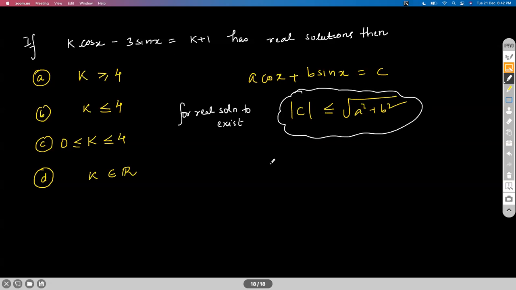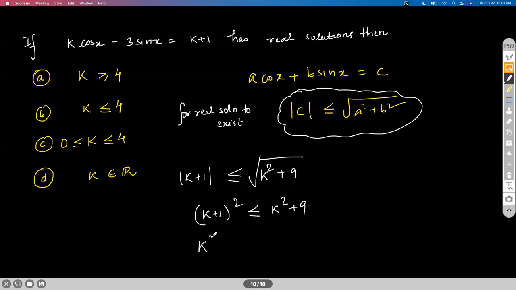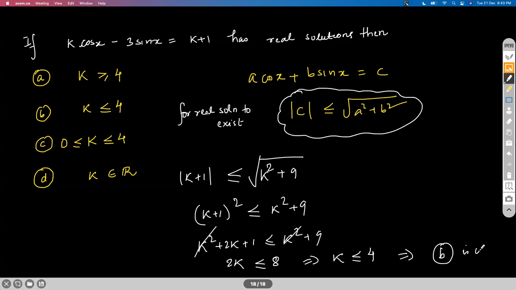Okay. So here our a is k, b is minus 3. So under root of a square plus b square should be greater than or equal to mod c, and mod c is mod k plus 1. Now you can square both sides. If you square both sides, you get k square plus 2k plus 1 less than or equal to k square plus 9. K square gone. So 2k is less than or equal to 8. So k is less than or equal to 4, which means option B is correct. Okay. So option B is the right option. Is it fine? Any questions, any concerns?